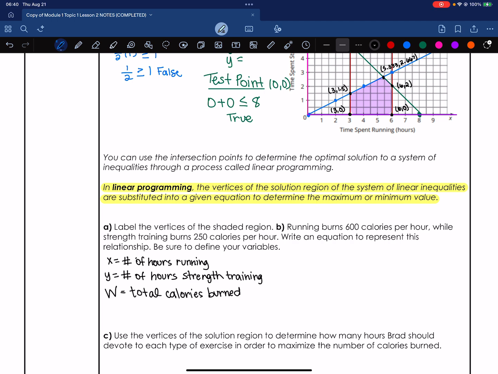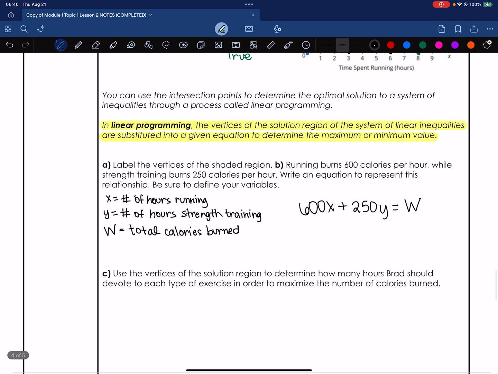So if he burns 250 calories strength training, that's going to go with the Y. And if he burns 600 calories running, that's going to go with the X. 600 calories running plus 250 calories strength training. That's going to be equal to our total calories burned, which is W. So now we want to use the vertices of the solution to determine how many hours Brad should devote to each type of exercise in order to maximize the number of calories burned.